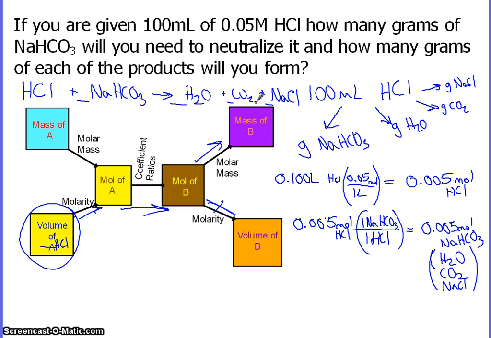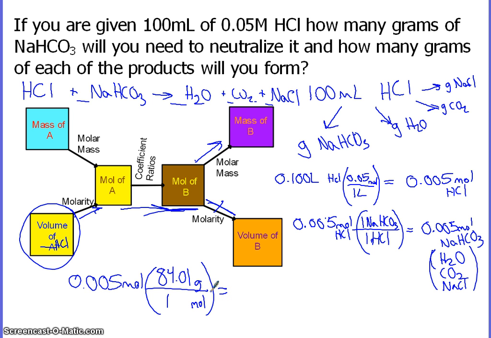Okay. So now once I have moles of B, so I've got my moles of NaHCO3, now it's just a matter of going to the mass of NaHCO3. So I take my 0.005 moles of NaHCO3 and I multiply by its molar mass, grams per mole. For NaHCO3, it's 84.01 grams is 1 mole. So I multiply that out. So it's 0.42, or with the number of significant digits, sorry, 0.420 grams. Okay, so that's an example.